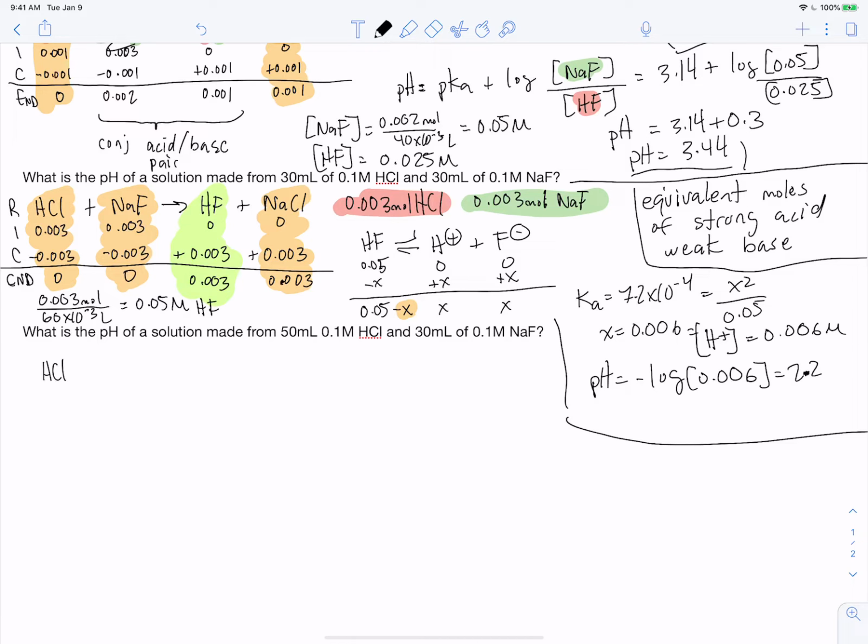Okay, so what do I have left over? We do form some HF. We have 0 of the sodium fluoride present, and we have 0.002 moles of HCl. So what's going to contribute to the pH? Well, we've got some strong acid there. That's definitely going to contribute to the pH.